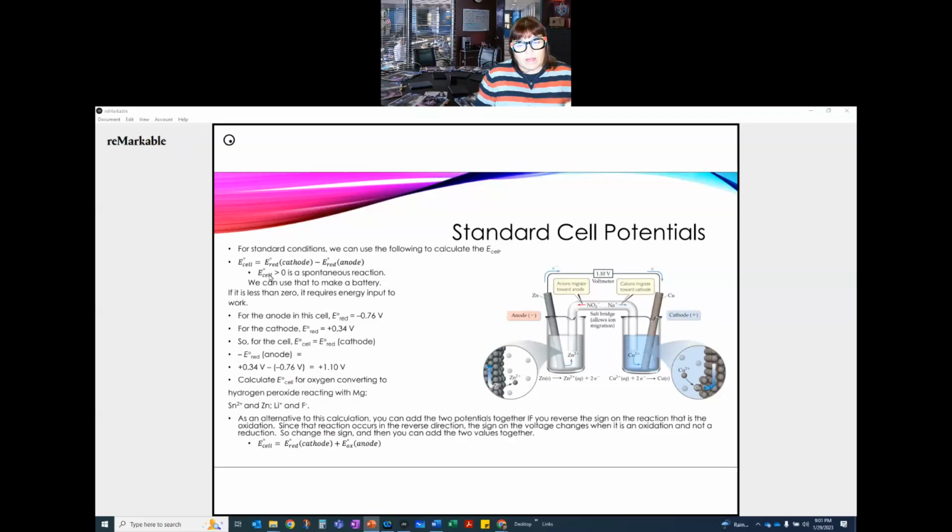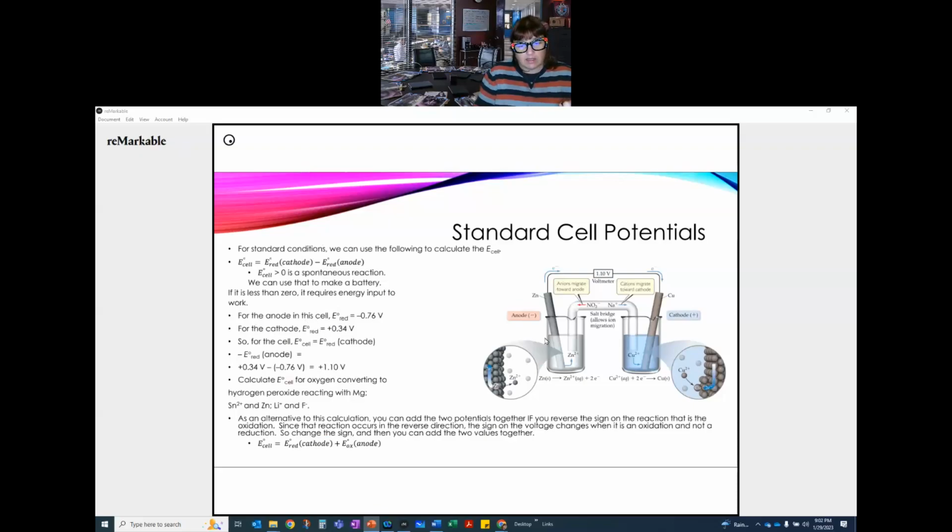If the value of E cell is greater than 0, then it's a spontaneous reaction. It's going to happen no matter what we do. We can use that to make a battery. If it's less than 0, it's going to require work, us putting energy in to make that reaction go. Now, that doesn't mean it can't happen. It just means it takes work for us to do.